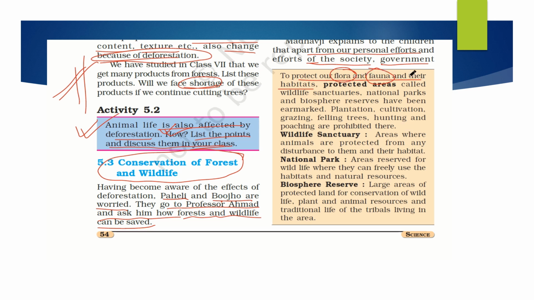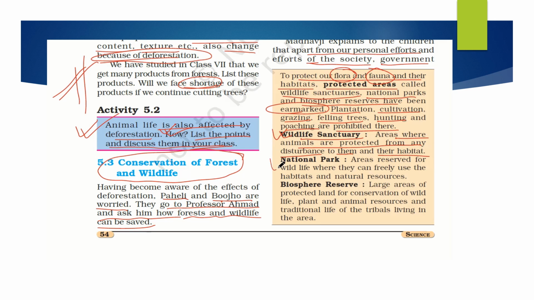To protect our flora and fauna, and their habitats, protected areas called wildlife sanctuaries, national parks and biosphere reserves have been earmarked. Plantation, cultivation, grazing, felling of trees, hunting, and poaching are prohibited here. A wildlife sanctuary is an area where animals are protected from any disturbance to them and their habitat. Any disturbance means they are not being killed, they are not being poached, so they have their own habitat and are free from disturbance.